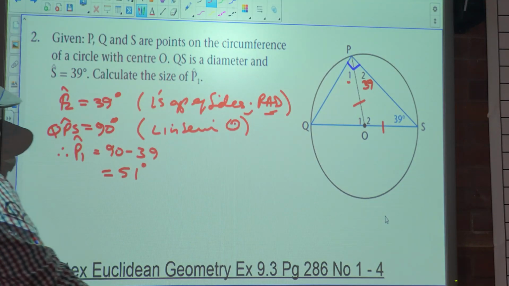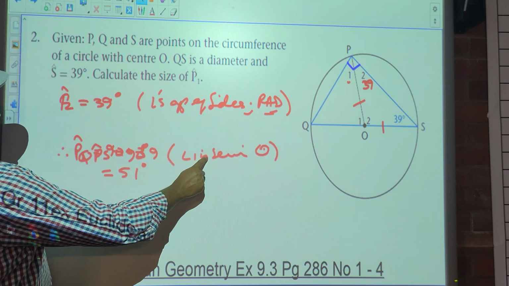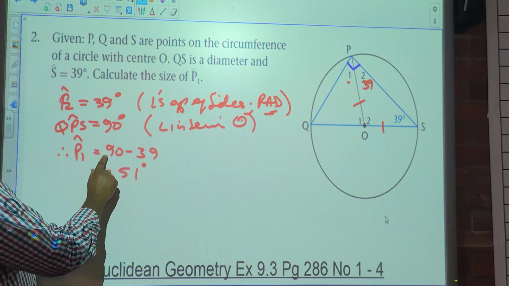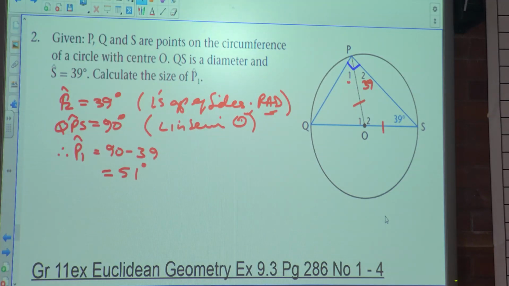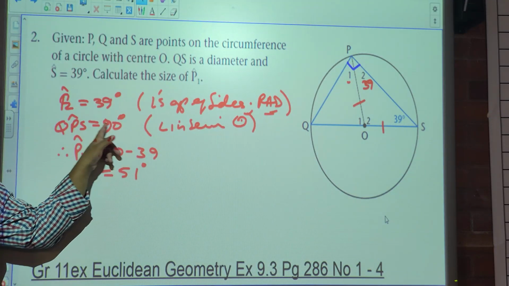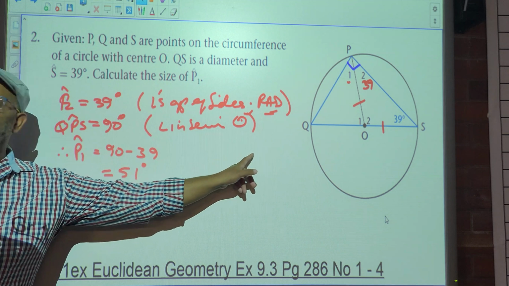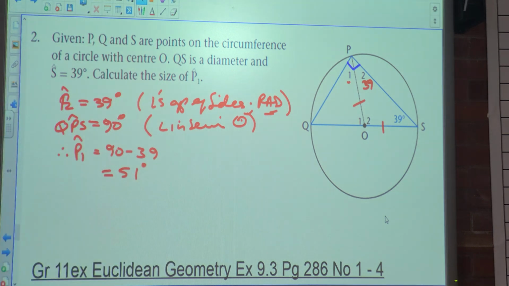Or we could have gone straight into this: that angle P1 is 90 minus 39. Why? Because angle in semicircle. You didn't have to state this here, because that is implied if you write it here. Yes, Michael?